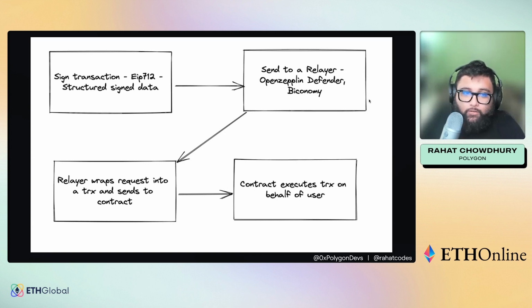But it goes into the whole idea that you sign some transaction, and there's an EIP that allows you to create structured signed data for this. You send it to something called a relayer, which is a service where you can preload some amount of funds to essentially pay for the gas for the user. So you sign some transaction. That information is sent to the relayer. The relayer is then able to wrap that request into an actual transaction and send it to the contract.